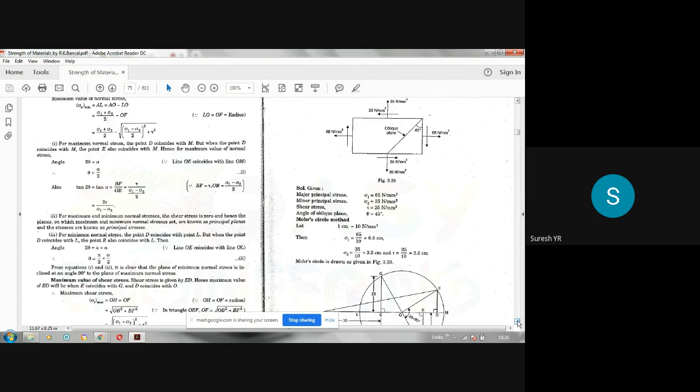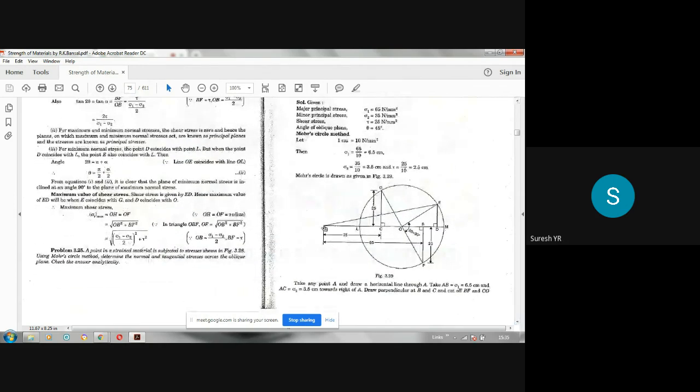Now the procedure I am going to explain, all of you be attentive. Draw a horizontal line from A. Let us say AM is the line. On this line, mark the tensile stress values which are given, sigma x and sigma y. For example, sigma x is 6.5, sigma y is 3.5. So take 6.5 centimeters from this point A, that means 65 Newton per mm square according to the scale. And this is 35. So AB represents sigma x, AC represents sigma y.